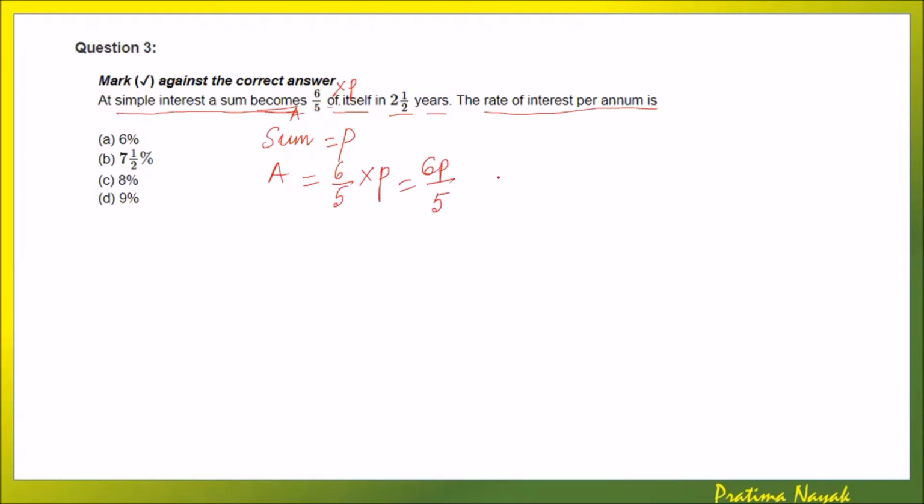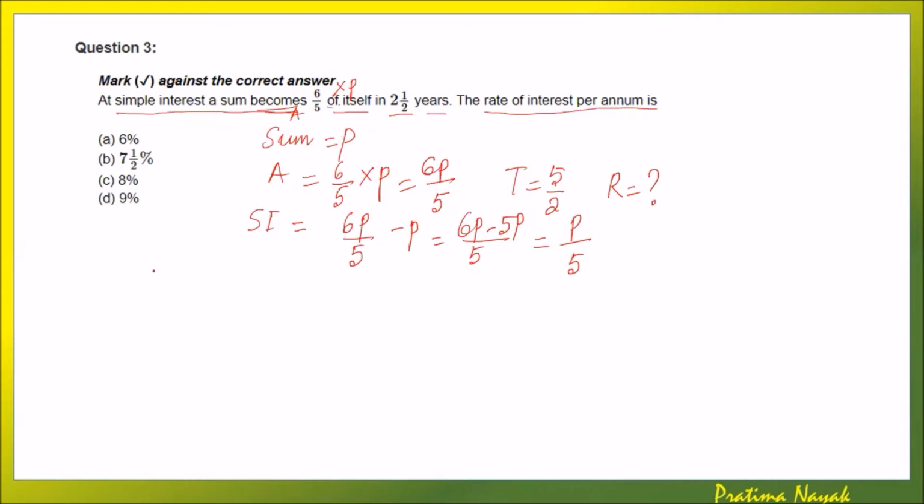So what else is given? Time is given, 5 by 2, and you have to get your rate. So I will get SI, simple interest. It is not given, no rupees, but we will get it in terms of P. Amount is equal to 6P by 5 minus sum is equal to P. So we will subtract. It will be how much? 6P minus 5P, that will be P by 5. SI is P by 5.